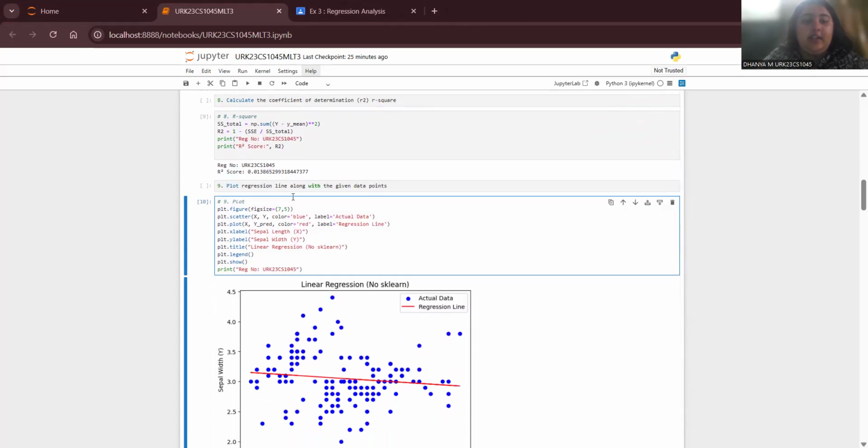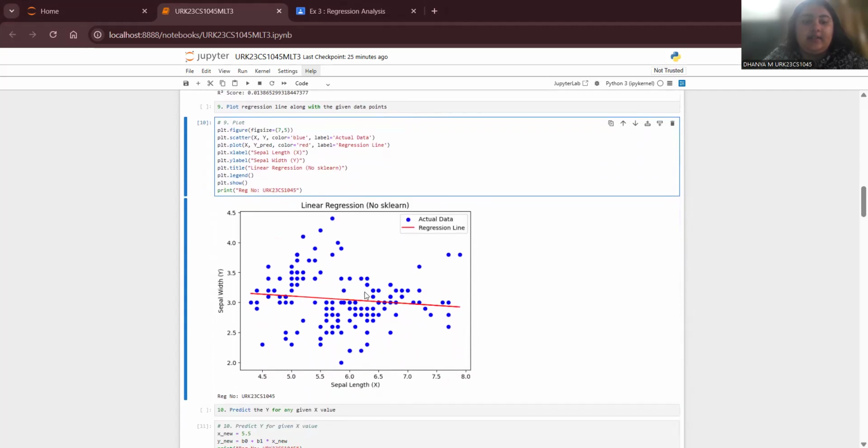And for the ninth question, I have plotted a regression line along with the given data points. A scatter plot is created using the dataset. Data points represent the actual observations. A regression line represents the predicted relationship between the variables. The visualization helps understand how well the model fits the data.